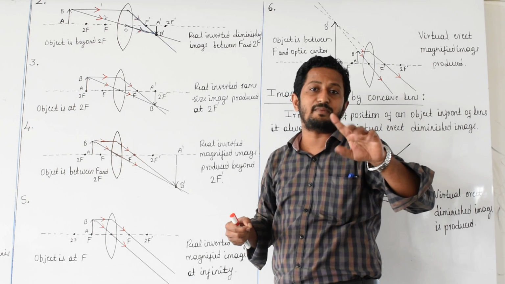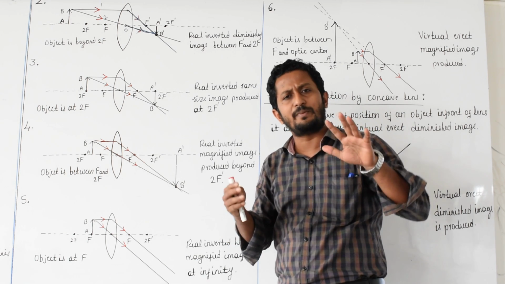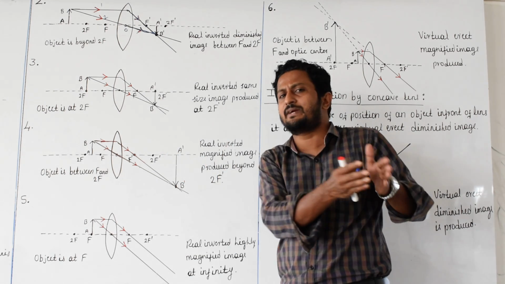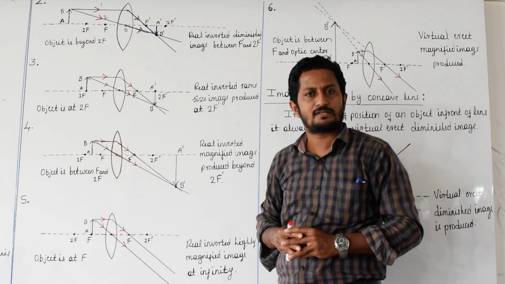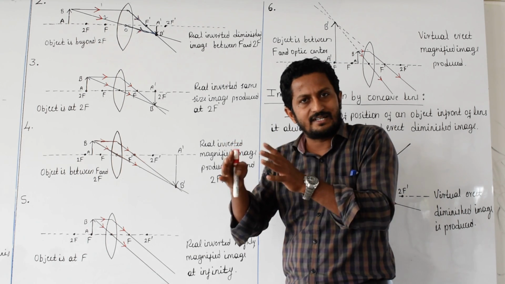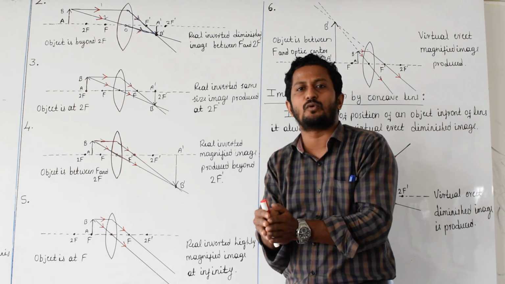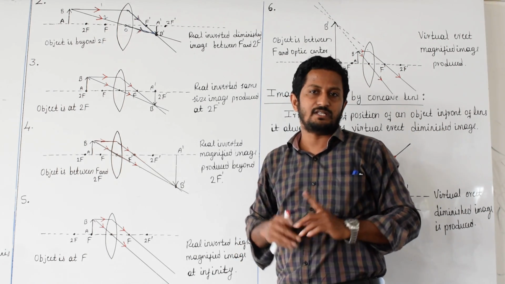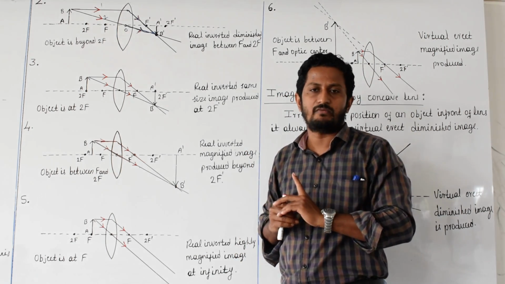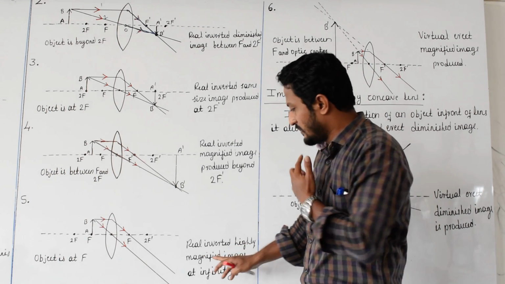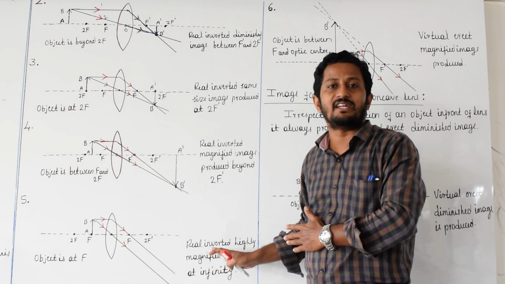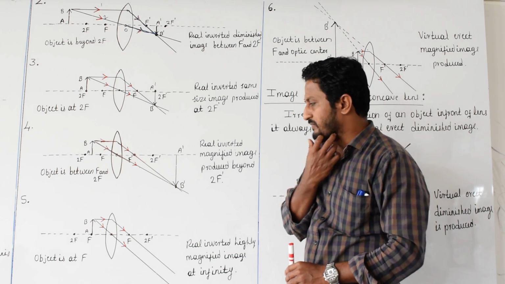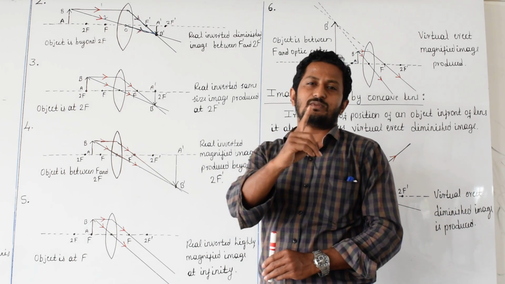Very important, they may ask in the exam. You should be aware: if the object is at infinity, the image will be at principal focus. If the object itself is at principal focus, the image will be at infinity. These two points you should know. Did we understand? Yes. So now here I have written about the nature of that image also. This is the fifth case. Now the final, last one.